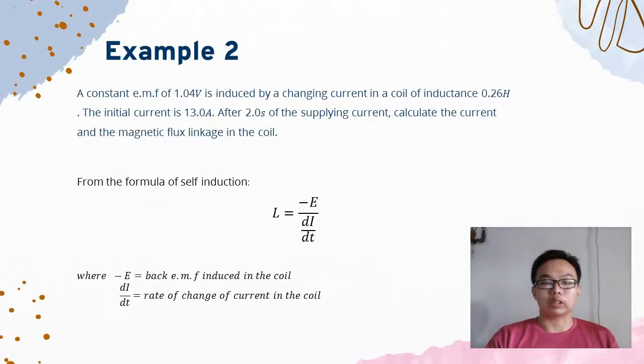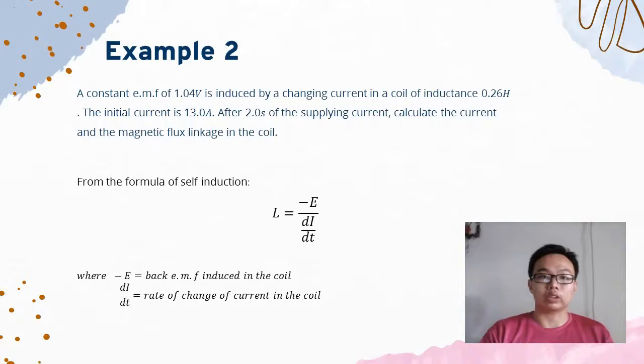Example 2 is about self-induction. A constant EMF of 1.04 volts is induced by a changing current in a coil of inductance 0.26 Henry. The initial current is 13 amperes. After 2 seconds of supplying current, we need to calculate the current and the magnetic flux linkage in the coil.